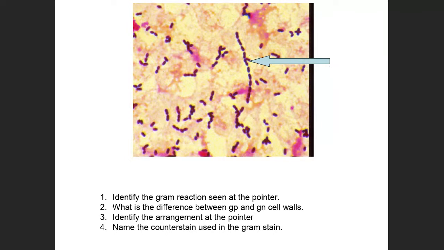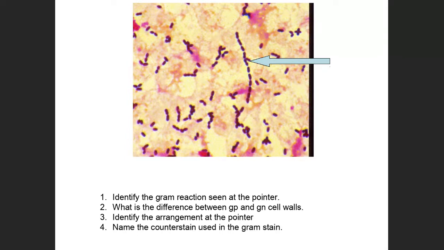Okay. Number 3, identify the arrangement at the pointer so it is in chains or it is strepto. If you say cocci in chains, that's correct. If you say streptococcus, that's also correct. Okay? And name the counter stain used in the gram stain. Remember, the counter stain is the second stain used in a staining methodology. So the counter stain in the gram stain is safranin.